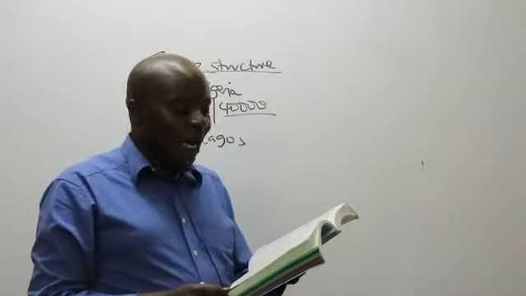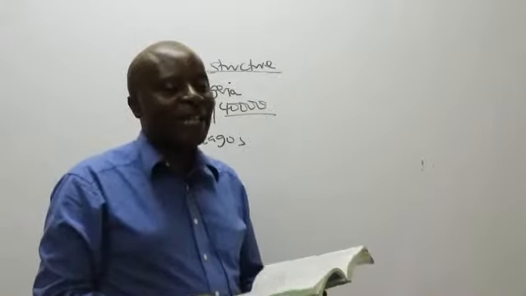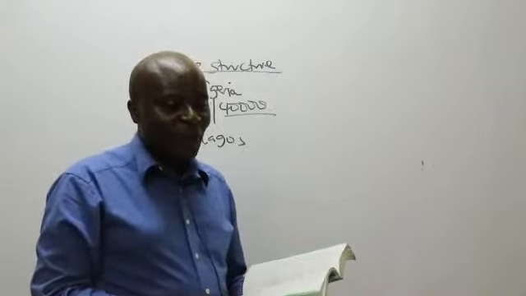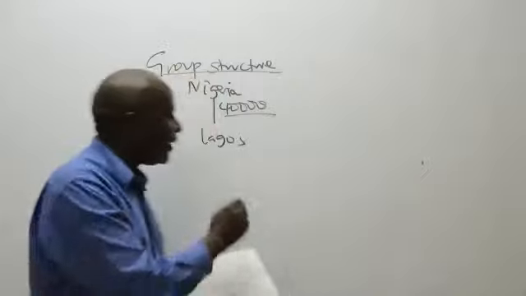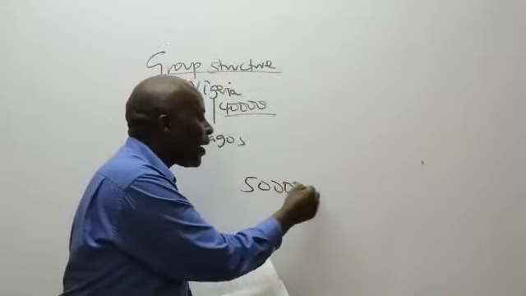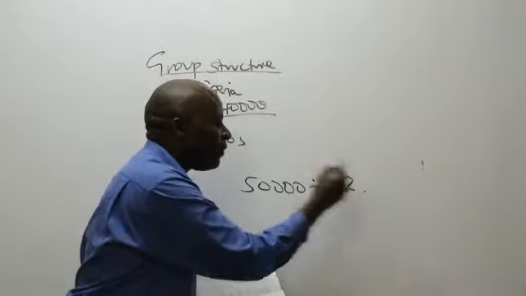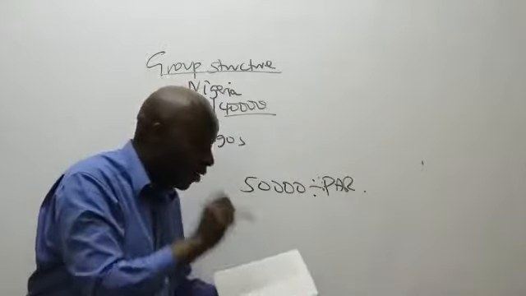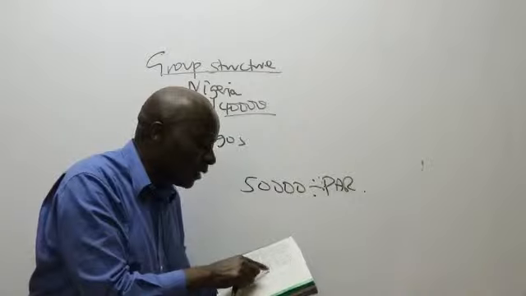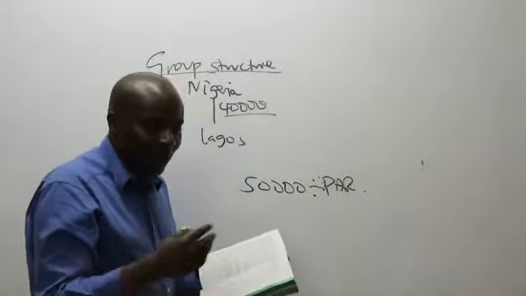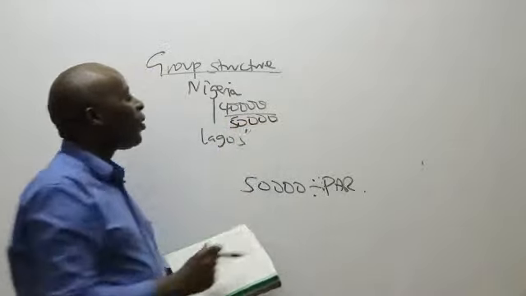How many shares does Lagos have in total? I will go to the share capital of Lagos and divide by the number of shares, so not the number of shares, but divide by the par value. Share capital of Lagos is 50,000. The par value is DN1. So the number of ordinary shares of Lagos is 50,000.